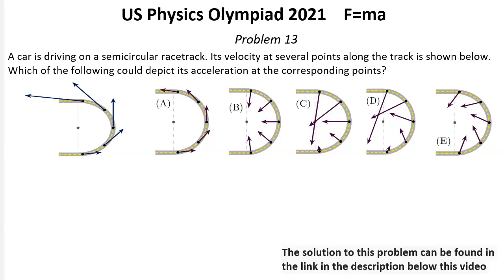For picture A we have only tangential acceleration, which is not good. For picture B we have only centripetal acceleration, and also constant, which is not good. For picture C we have only centripetal acceleration, which is increasing, but we don't have tangential acceleration. And for picture E we have acceleration constant in value, and we see that our acceleration must increase, so it's not good.